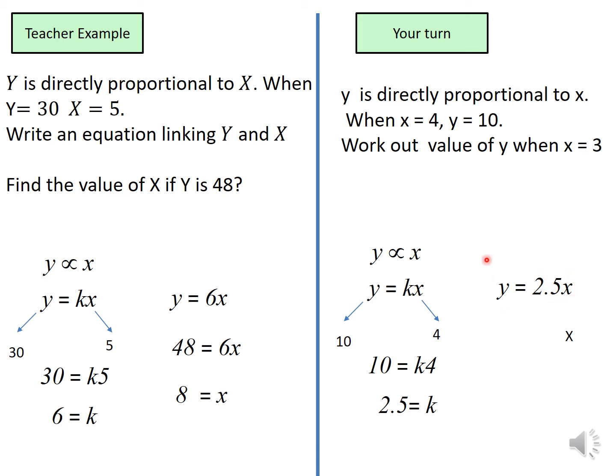That's half of the marks so far. Now let's see what the question is asking. Work out the value of y when x is 3. So when x is 3, what would the y be? So instead of x, we put 3. So 2.5 times 3, y would be equal to 7.5.